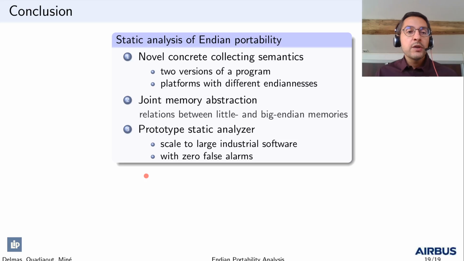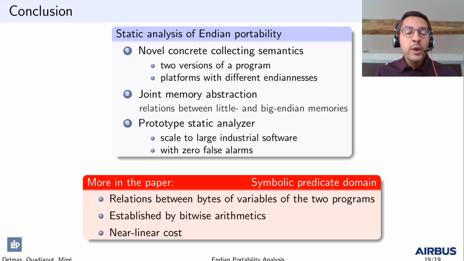To conclude, we have presented a static analysis of Endian portability based on a novel concrete collecting semantics, which relates the behaviors of 2 versions of a program running on platforms with different Endian-S. It is based on a joint memory abstraction, able to infer relations between little and big Endian memories. We have implemented a prototype static analyzer, able to scale to large industrial software with 0 false alarms. In the paper, we also present a symbolic predicate domain, able to establish relations between individual bytes of variables in the 2 programs, such as those established by bitwise arithmetics. It has near linear cost.